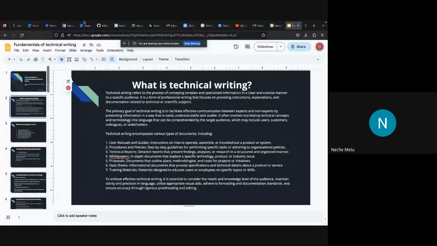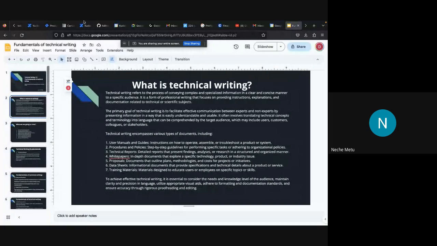I'm trying my best. Okay, so looking at the types of documents involved in technical writing, I've been very particular about user guide manuals. That has to do with instructions on how to operate, assemble, or troubleshoot a product or system. Then procedures and policies, the step-by-step guidelines for performing tasks or adhering to organizational policies. For example, you get into an organization and it is a policy that you should be at work at 8 a.m. and leave by 4 p.m. So it's all varied. How to act, your dress code, all these things have to do with documentation.